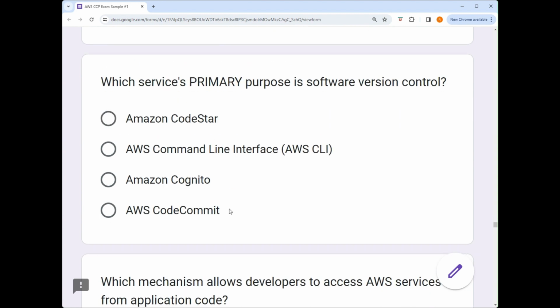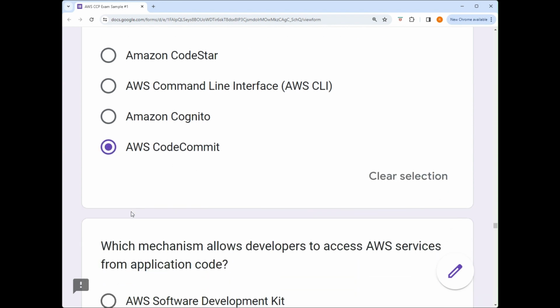Which service's primary purpose is software version control? Amazon CodeStar. AWS Command Line Interface, AWS CLI. Amazon Cognito. AWS CodeCommit. Correct answer: AWS CodeCommit.